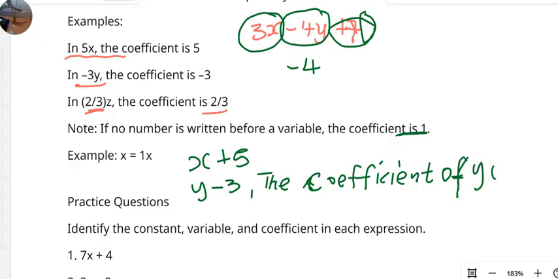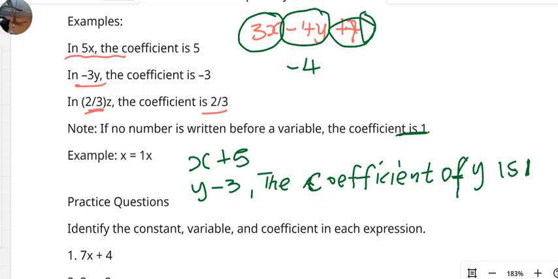So the coefficient of y here is an invisible 1. Let me clean that so that it's clearer. The coefficient of y here is an invisible 1 that you can't see, but you just need to use the third eye of mathematics to get that done. That is how it is done. Alright, that is the coefficient.